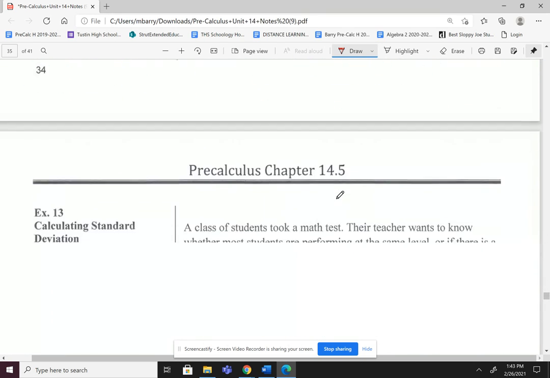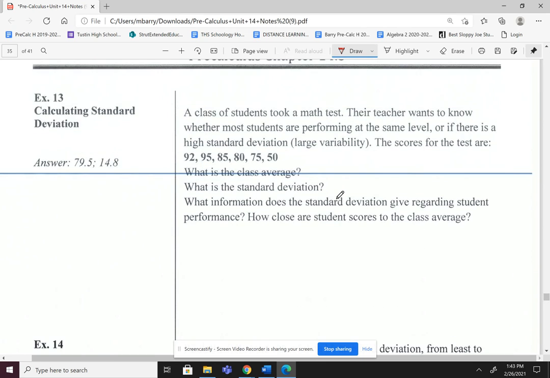All right, we already did this page in part 1 of the video, so let's head down here. All right, so we've got a class of students who took a math test. A teacher wants to know whether most of the students are performing at the same level or if there's a high standard deviation, a large variability. So here are the scores.